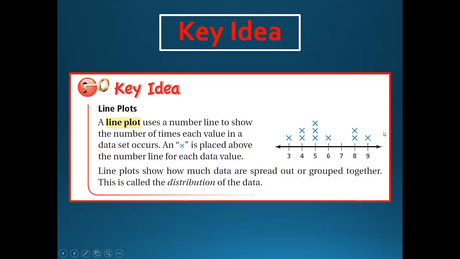This example here is a line plot, and the X above stands for the numbers that are in the data set. So this data set would have a 3, 2 4s, 3 5s, 6, 2 8s, and a 9.